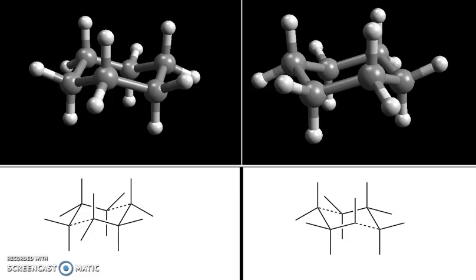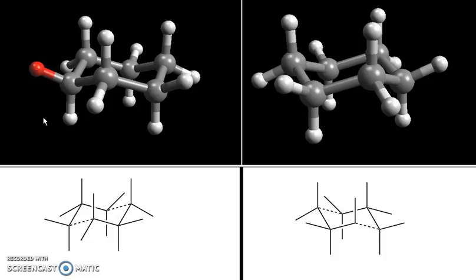The last question that we need to answer is, where do our groups go when we transfer from one chair form to the other? In other words, where does this hydrogen end up when we flip to this chair form? And in order to visualize that, I'm going to color some of my atoms. So I've colored this atom red.